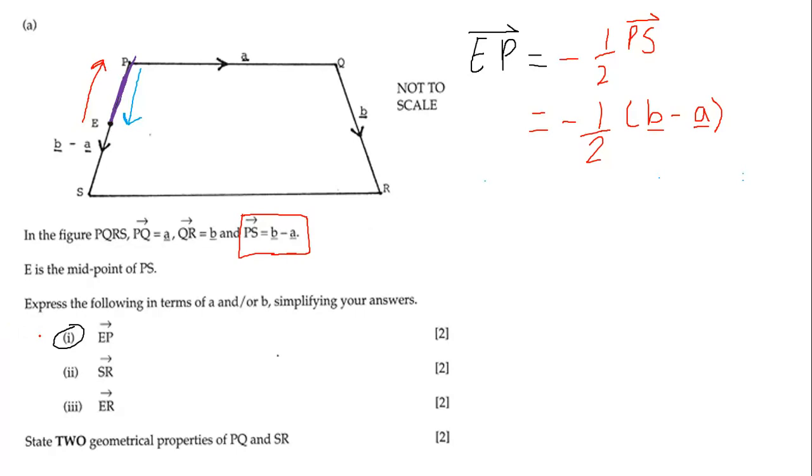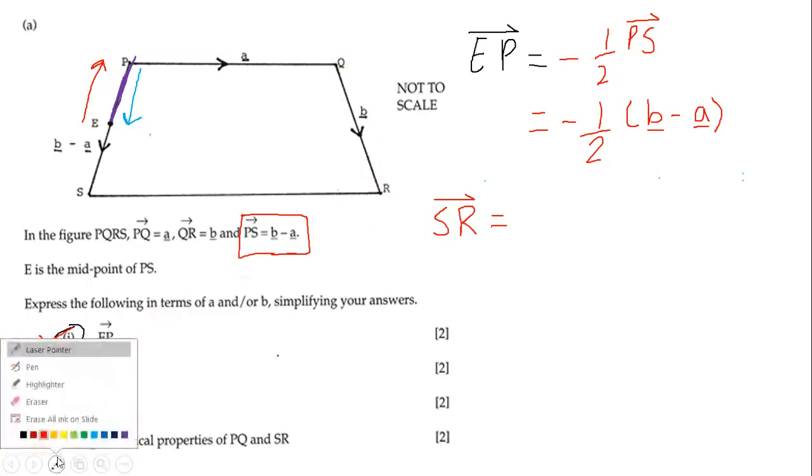So we know what EP is. Now, what is SR? What is SR? So the vector SR is, where is that? Notice that SR is, we start at S and we want to end at R. Again, we start at S and we want to end at R. And so in order to get SR, let's go from S to P. Then we're going to go from P to Q. And then we're going to go from Q to R. So let's do that.